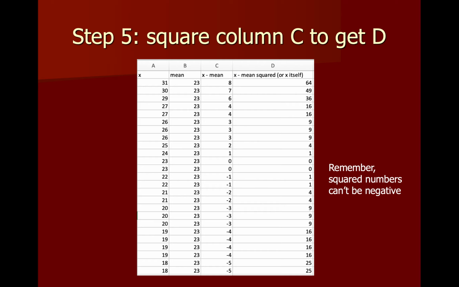So step 5, square column C to get to column D. So you're just squaring. 8 squared is 64. 7 squared is 49. And to square something just means to times it by itself. So 8 times 8 is 64. 7 times 7 is 49, etc. Now, when you get to these negative numbers down here, when you put -1 times -1 in your calculator, it's probably going to give you a -1 as well. But remember that when you square something, it can't be negative. So just go ahead and make that a positive number if that's what your calculator is giving you. So go ahead and do that with all of them.